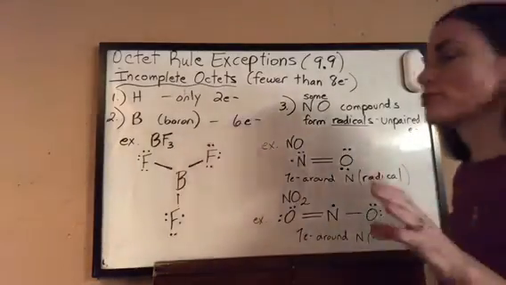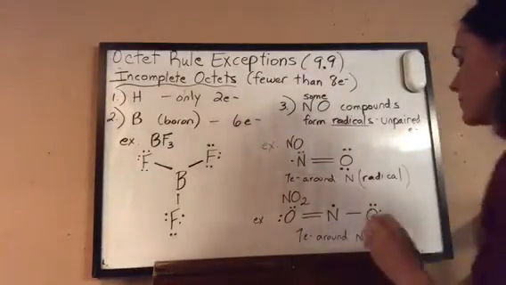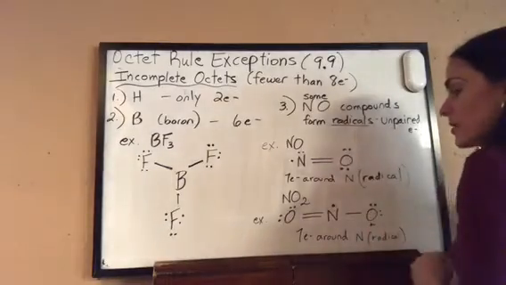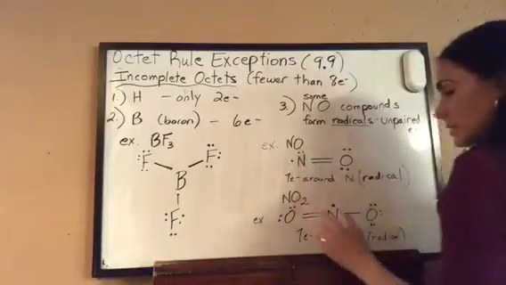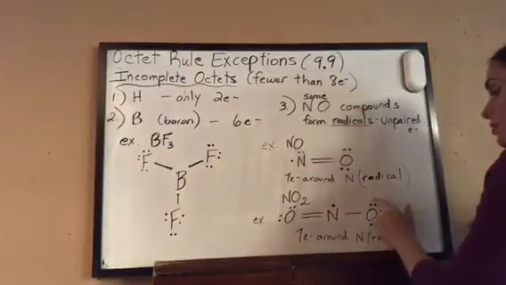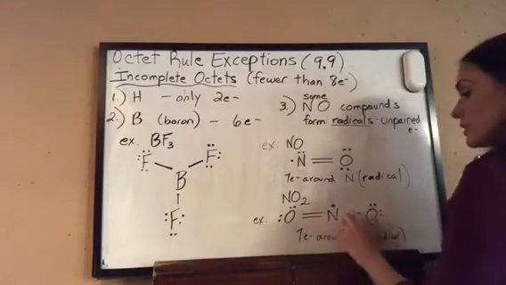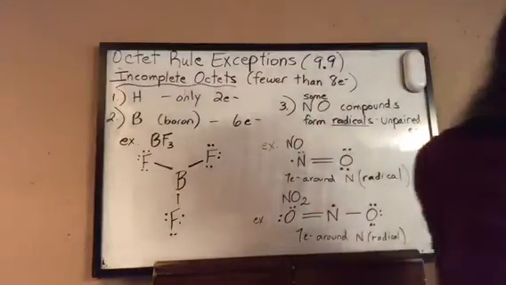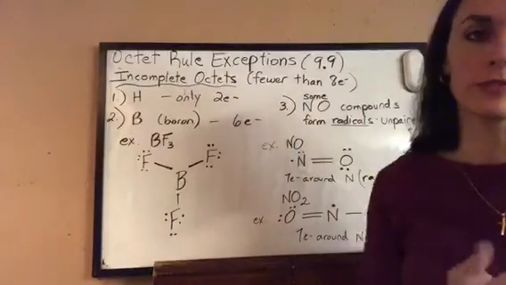So you only have 7 electrons around the nitrogen in these examples. And this is when nitrogen pairs with oxygen, not nitrogen with other atoms. So oxygen follows the octet rule, 2, 4, 6, 8, but nitrogen will only have 7, 2, 4, 6, 7. Over here, 2, 4, 6, 8 around oxygen, but nitrogen 2, 4, 6, 7. So these are some instances when you have incomplete octets, fewer than 8 electrons.